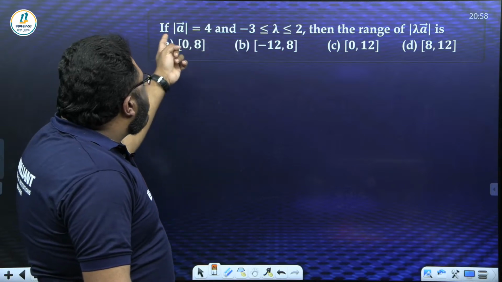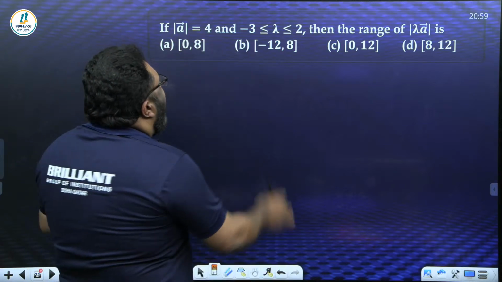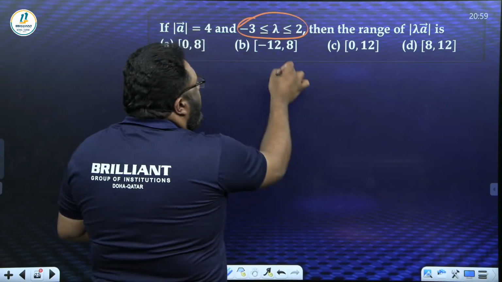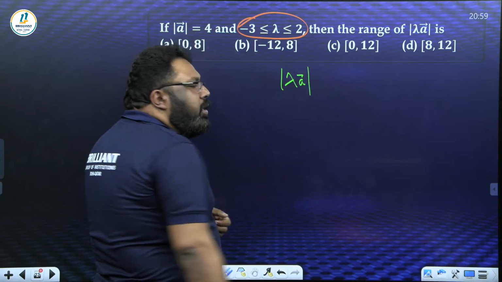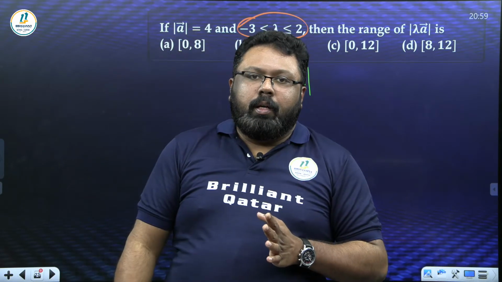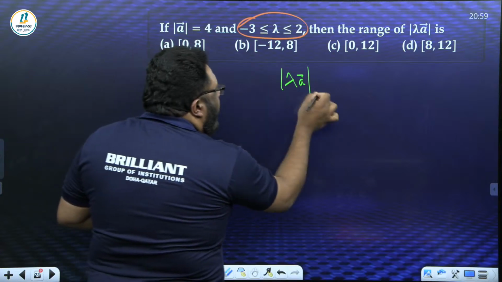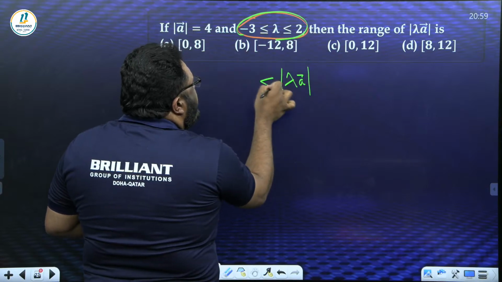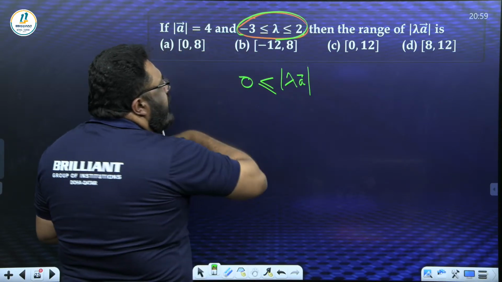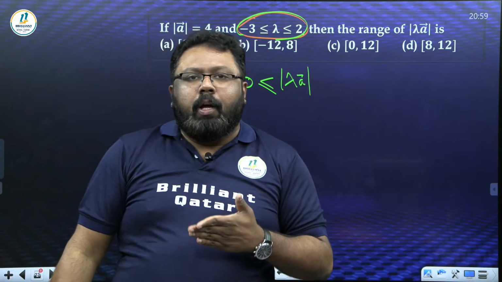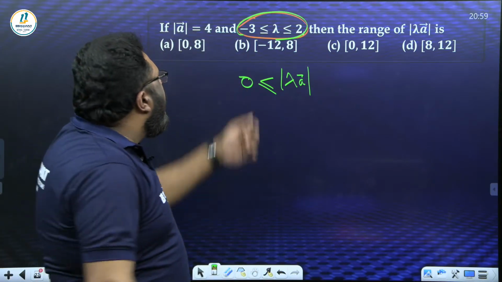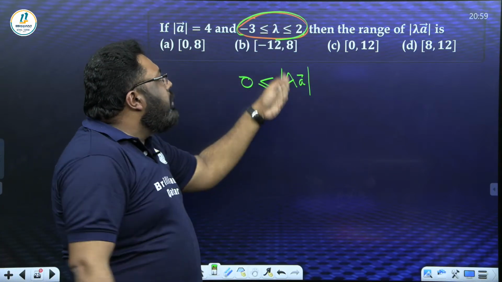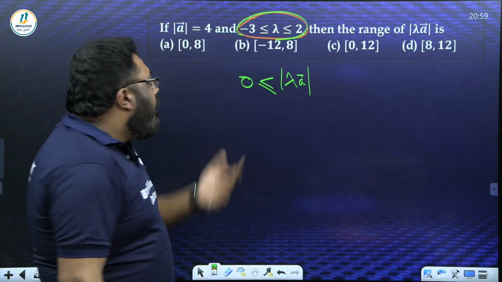Next one. They say the magnitude of A is 4 and lambda is a value between minus 3 and 2. Then what's the magnitude of lambda A? My dears, when you find magnitude, definitely it's positive. So when I ask you to find the range of lambda A, you must consider only the positive value. So it will start from 0. Magnitude is always positive. There is a possibility that magnitude can be 0 also, because lambda can become 0, between minus 3 to 2. 0 into any vector is definitely going to give us a vector with magnitude 0.